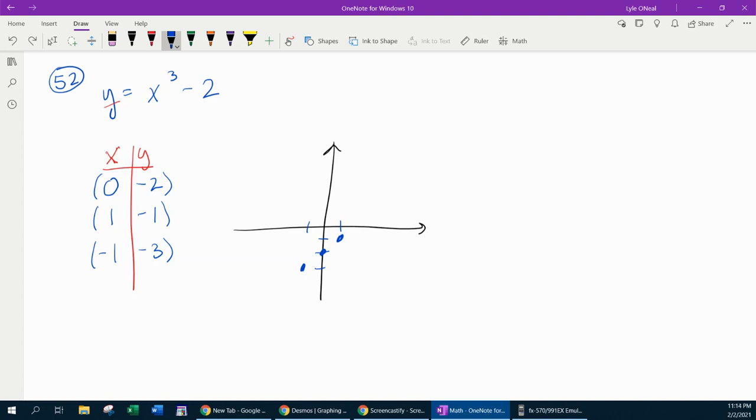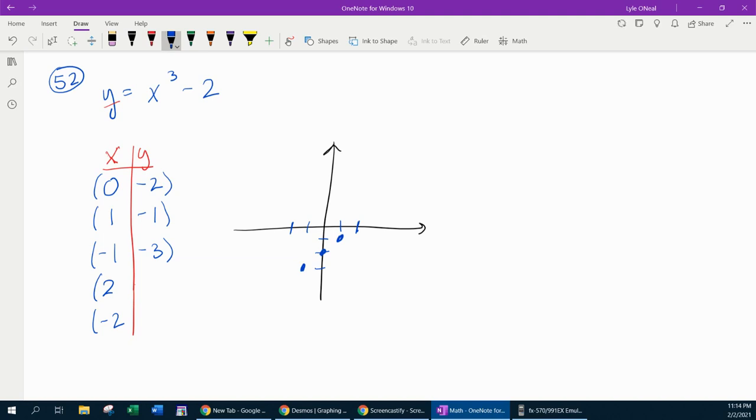What I think is going to happen is I think it's going to start to squiggle like that. That's what I think. So to figure that out, we're going to do one more x here and one more x here. We're going to do a +2 and a -2 and see what happens.